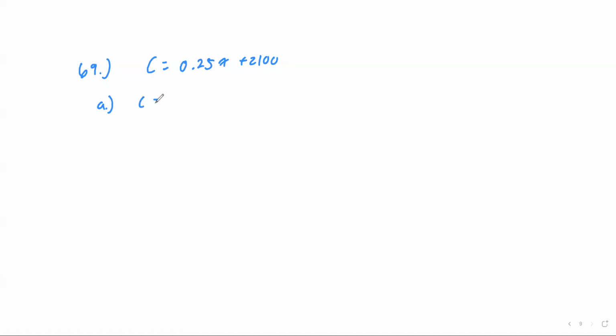So therefore, to find the cost, I'm going to do 0.25 times 500. So I'm going to replace x with my 500, plus 2100. So we'll bring out our handy dandy calculator. So this will be 500 times 0.25, which is 125, plus 2100. So that'd be 2,225. So 2,225 would be my total amount of money.